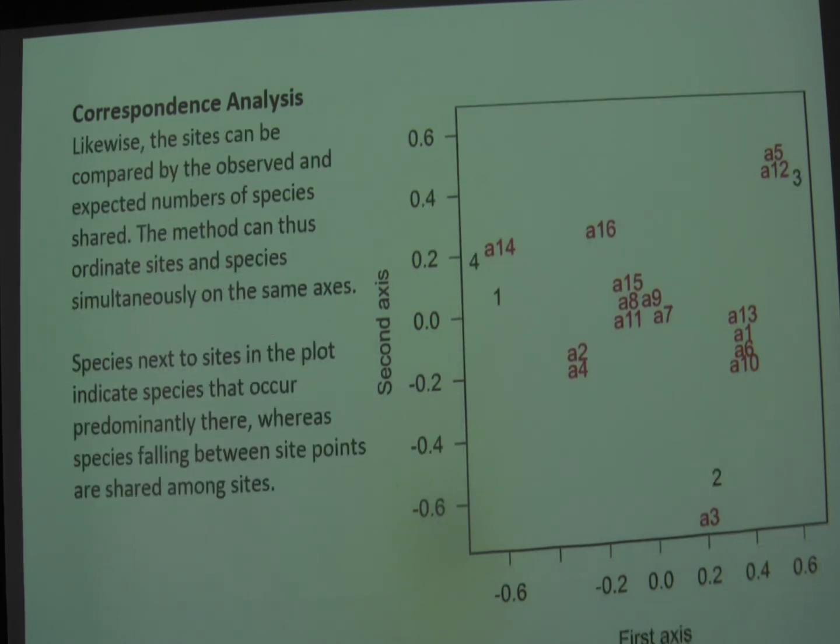The sites are also plotted here to show that sites 4 and 1 tend to have the same ant species, whereas sites 4 and 3 tend to have very different ant species. So again, it allows us to visualize, in a smaller number of dimensions than the original presence-absence matrix, which ant species are similar in terms of where they occur, and which sites are similar in terms of which ants are present.